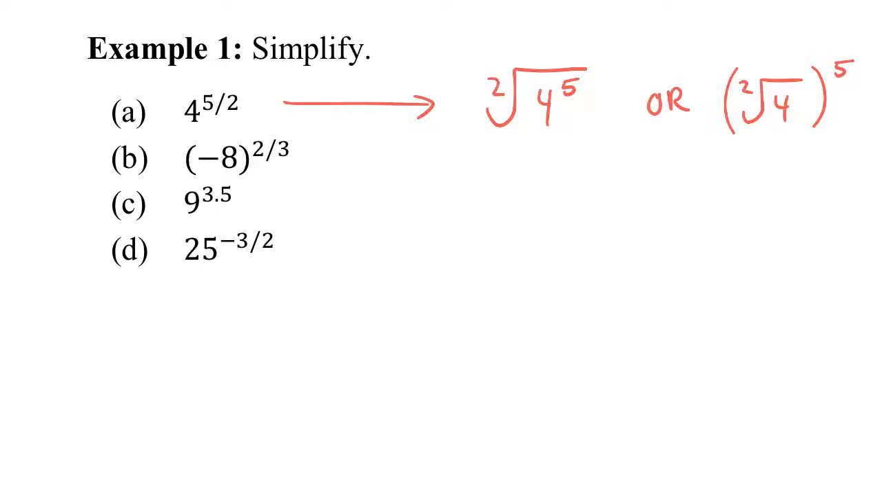So instead, what do you do? You do it this way, because the square root of 4 is just 2. 2 to the 5th is easy: 32. Answer. We're done. Again, this becomes really a 2, and since it's to the 5th, that gives you 32. Try B on your own.